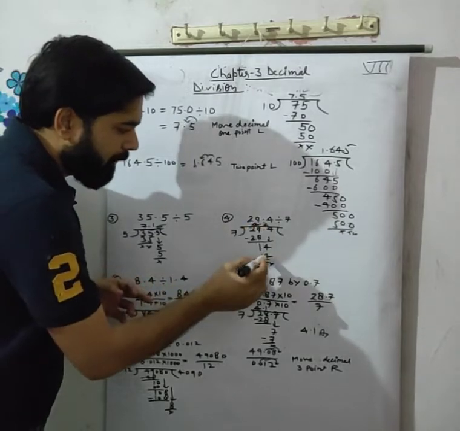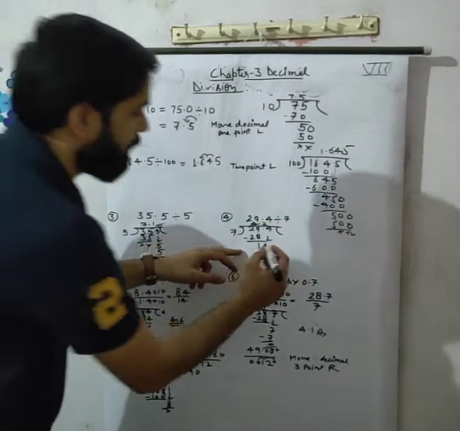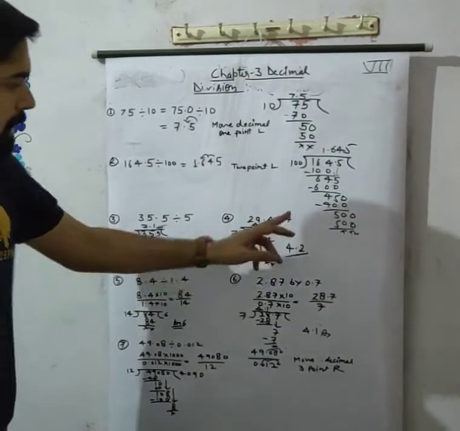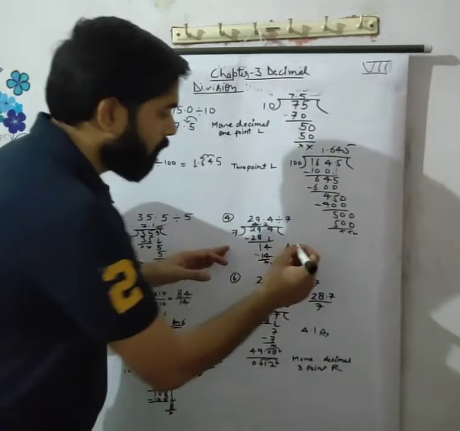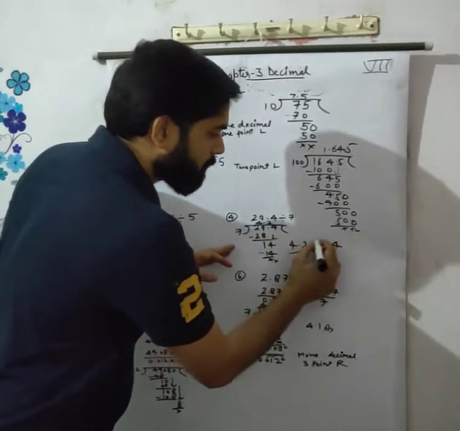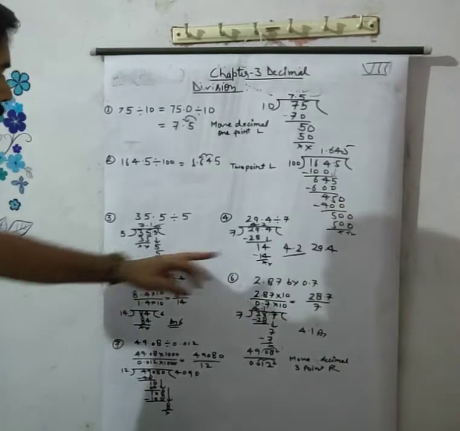Now here is the 4. Then 7 twos are 14. After subtraction, we get the answer 4.2. You can match the answer by the rule. You know the rule: 7 fours are 28, plus 1 is 29. Then the answer will be 29.4.